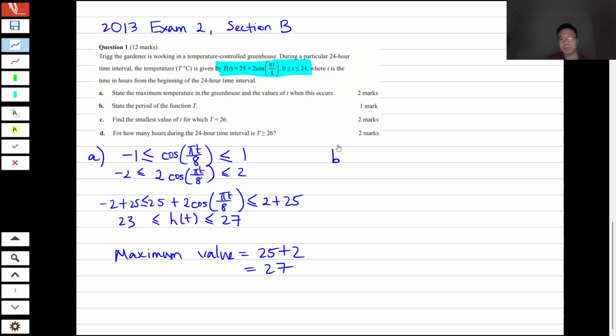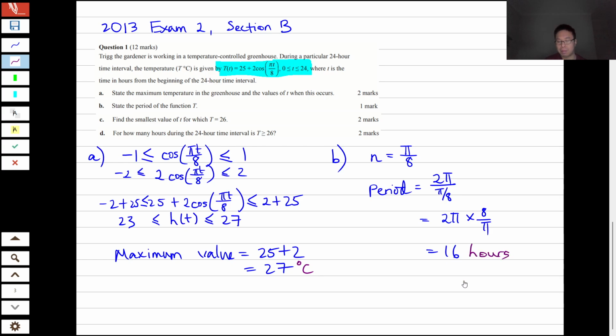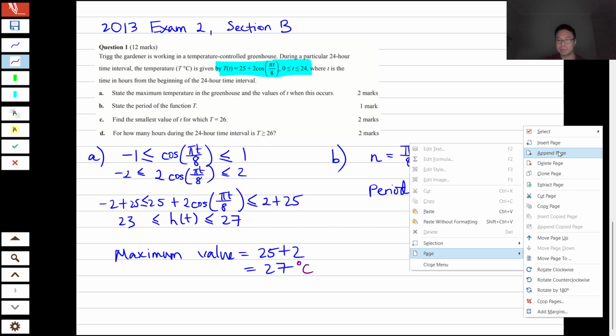Okay, part B. Here we are told to find the period. So suppose that my coefficient of lowercase t is pi on 8. Then the period is going to be 2 pi divided by pi on 8. And that's 2 pi times 8 on pi, which is 16. And since this is exam 2, it's good to provide your answers with units. So I will say it's 27 degrees and 16 hours. Okay, let's continue. We're almost done.